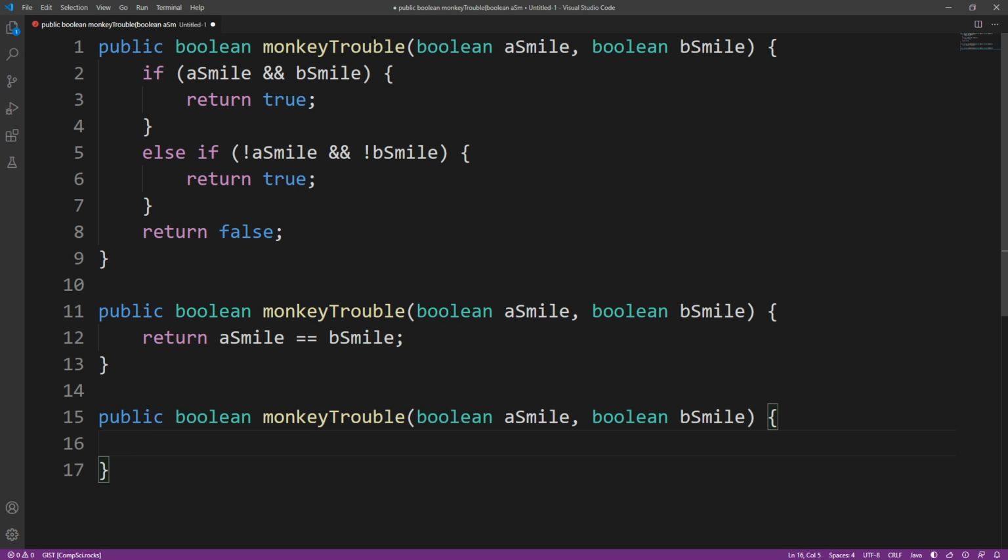So what I want to do is I want to say, okay, if, and I'm going to say A smile XOR B smile, and it's shift 6 is the key. And I'm going to say not. So if they are not different is what that's saying. So that would also work.